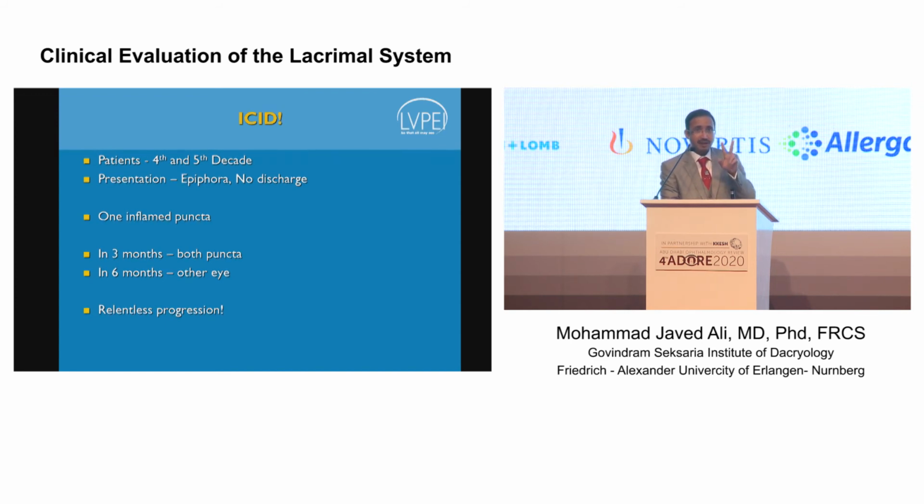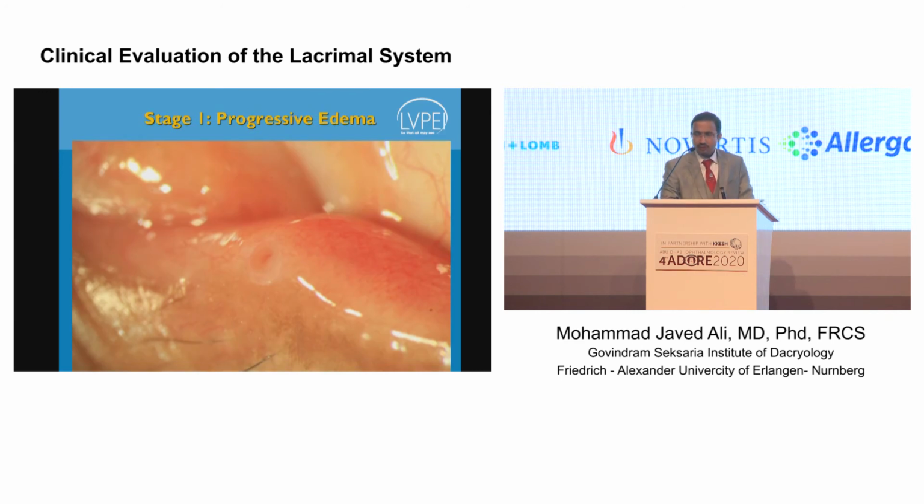In 3 months' time, both the puncta of that eye get inflamed. And within 6 months, the other eye starts showing the same features. Whatever you do, there is a relentless progression of this disease. You just can't manage it with anything. So when we evaluated these disorders, whenever you're thinking of some new description, you should describe it in totality from everything that you have at your disposal. And what careful observations can do is what this description will show you.